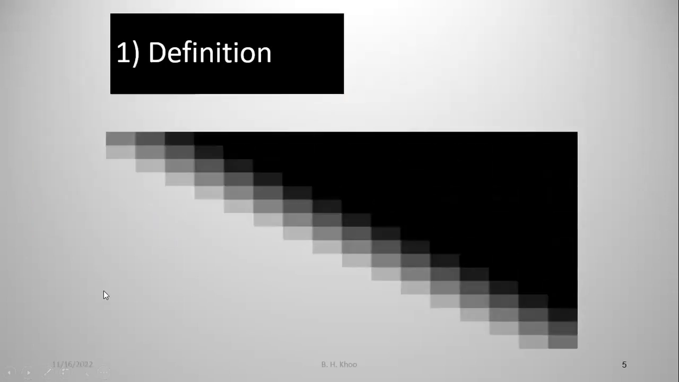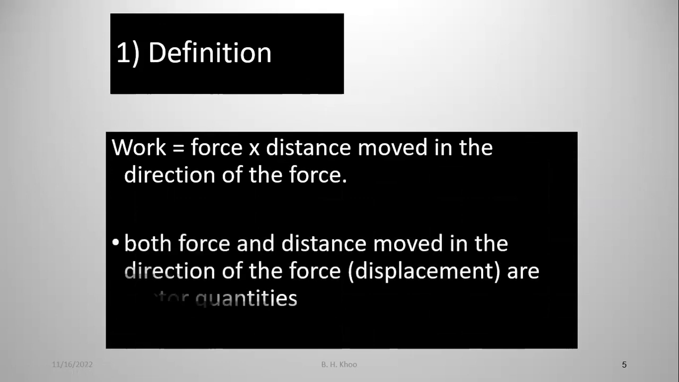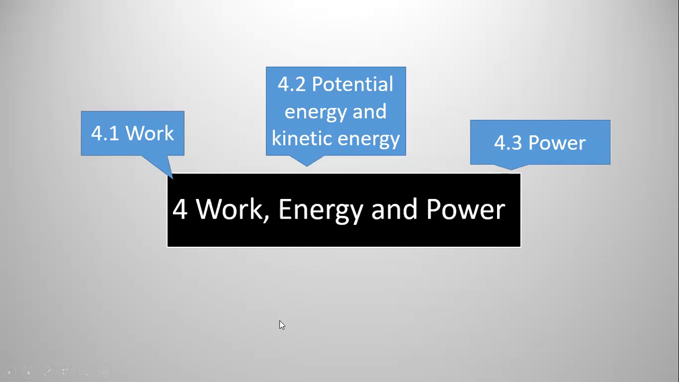Definition. Right? We start with the definition first. Usually, work is force and distance moved in the direction of the force. Force and distance moved in the direction of the force, which we call displacement because it is in the direction of the force, are vector quantities. So force and displacement are vector quantities. Right? That's the distance moved, and that's the force. The two must be in the same direction. So this topic has 4 sections: 4.1 work, 4.2 potential energy and kinetic energy, 4.3 power.